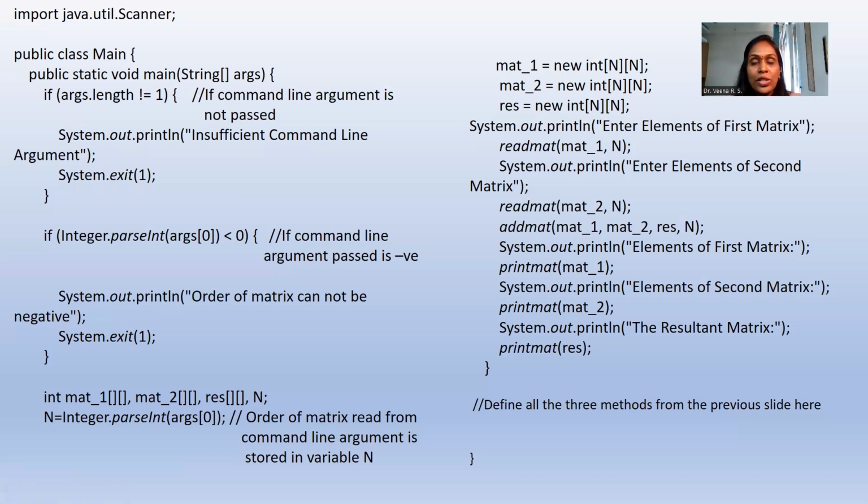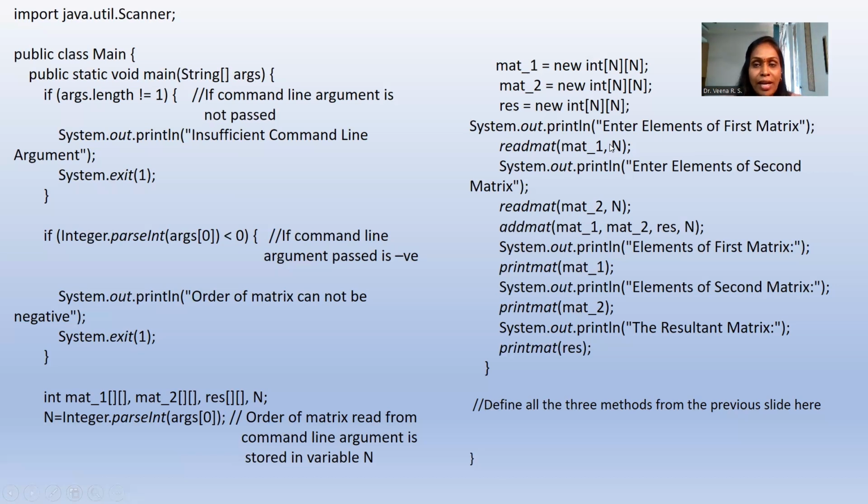Now, after the allocation of variables and the memory allocation of the respective matrices, we'll read the elements of the first matrix. So a message should come that says enter elements of first matrix. And as we have already written the method readMatrix here, I just pass the variable that is matrix1, comma n.